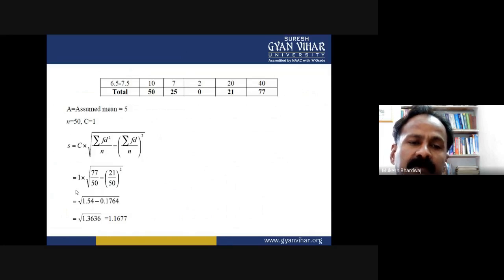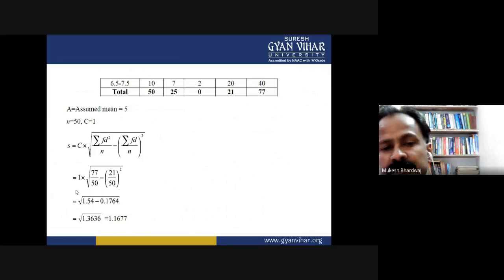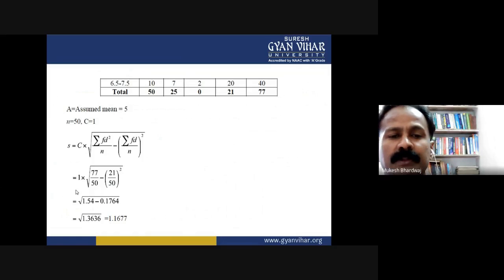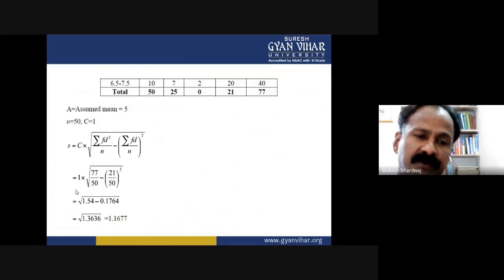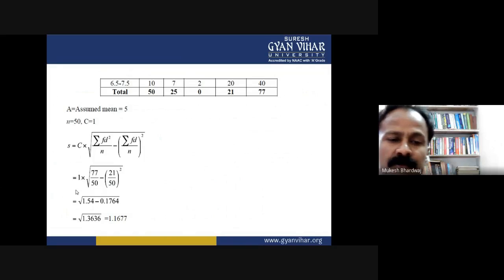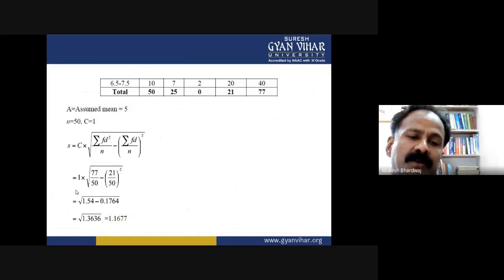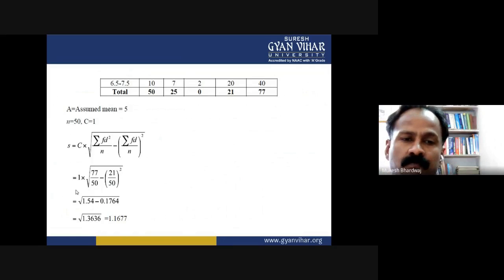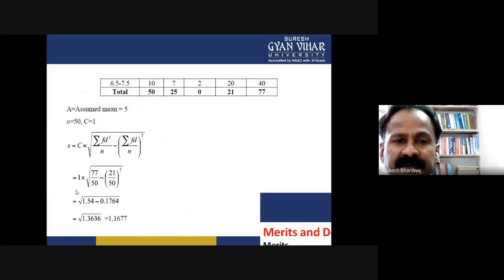While putting in the values and doing the calculation, care must be taken. When you put all the data in the formula for the standard deviation for class distribution type data, for the above example, the standard deviation comes out to be 1.1677. So this is all about the standard deviation, and we have seen examples of the standard deviation for all three types of data.